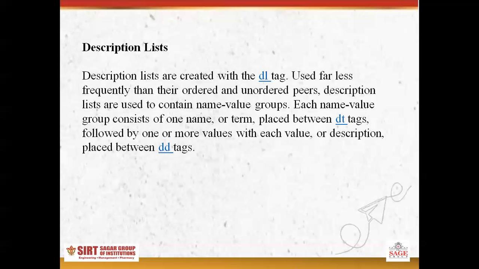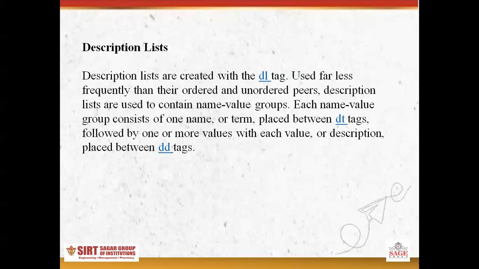Next is the description list. When you are going to create any description list, you use the DL tag. This list is used less frequently than ordered and unordered lists. Description lists contain names and values, or you can say groups of names and values. Each name has some values and some term or description about their specification or their properties.